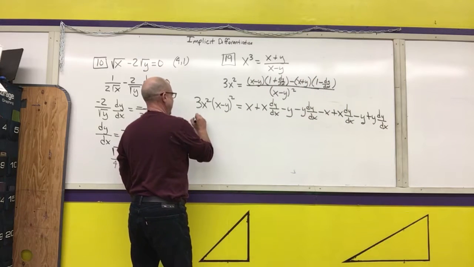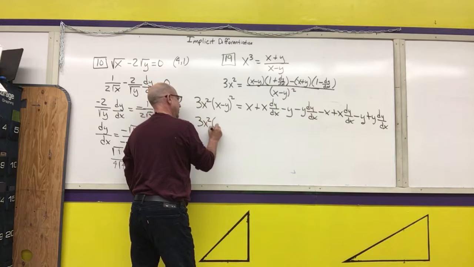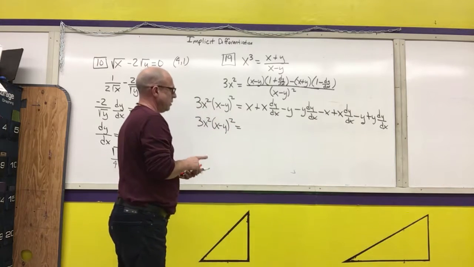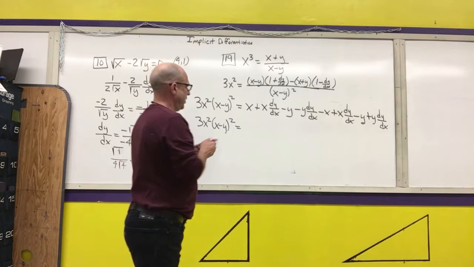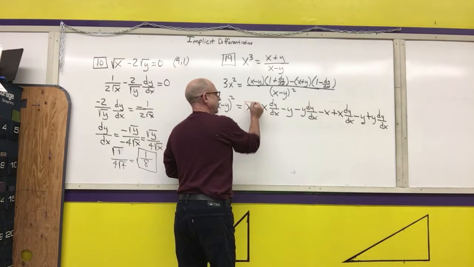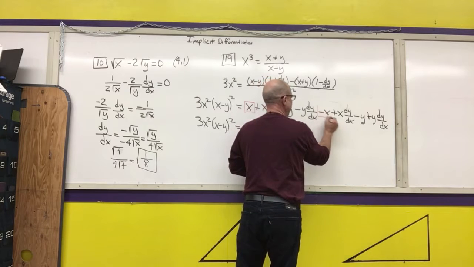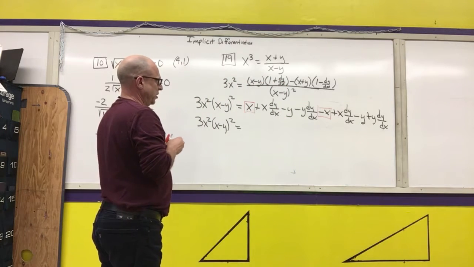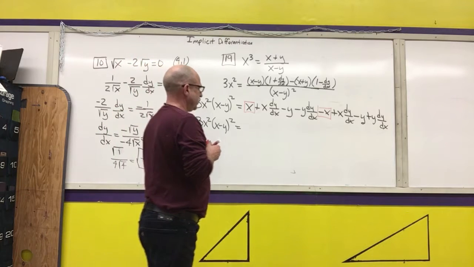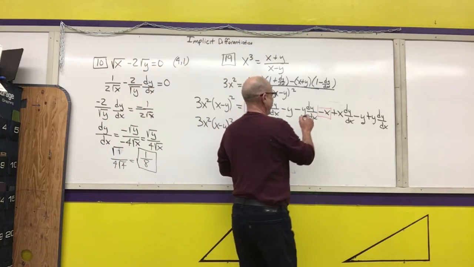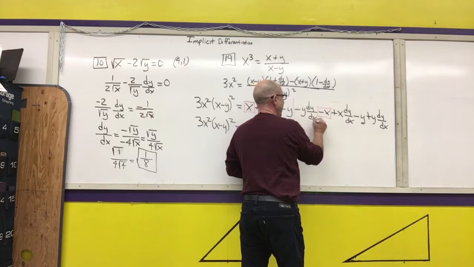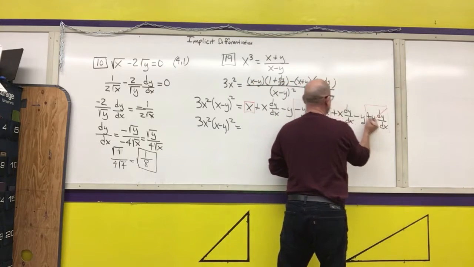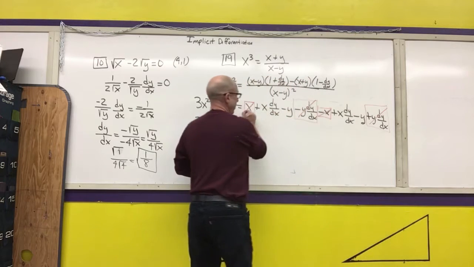Going to simplify the right-hand side. So the left-hand side stays the same. On the right-hand side, I have an x and a negative x. That gives me 0. So I'm going to do the terms with the dy/dx's. So let's look over here. I have a negative y dy/dx and a positive y dy/dx. So that gives me 0 also. So those are not here.